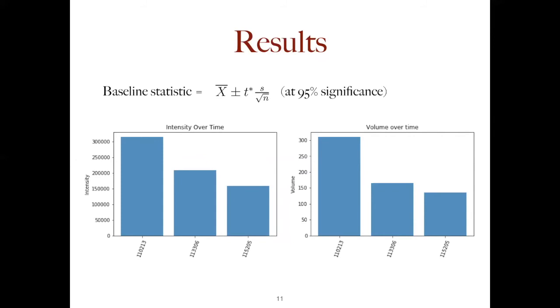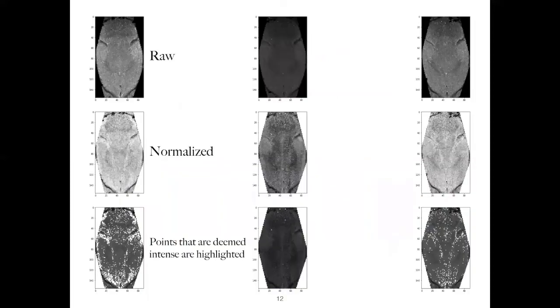This decreasing intensity and volume makes sense for this data set because we're tracking the progression of tracer through the glymphatic system. At the beginning, there should be a lot because it was just injected, and as time goes on, if everything is working properly, it should leave the brain. Here are some plots that show you how the program works. On the bottom row, the highlighted points are the points that are deemed above the baseline statistic in the normalized scan. So those are the points that are added to calculate the total intensity.